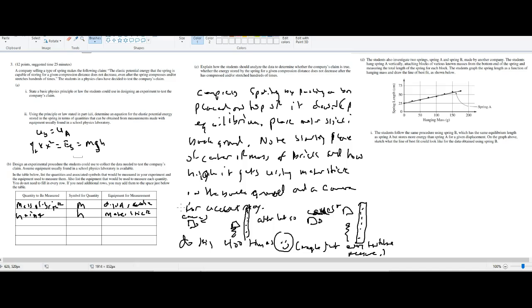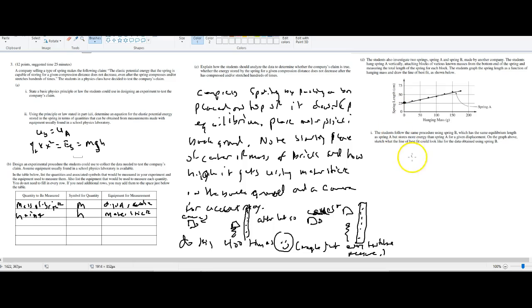So then it says they're going to put spring B on there. They want you to graph it on the same thing. It's the same initial length, so it's going to start in the same place, which is 25. Then it says it stores more energy to stretch it, right? Hold on, it stores more energy? It stores more energy than spring A for the given displacement. So it has to have more energy.